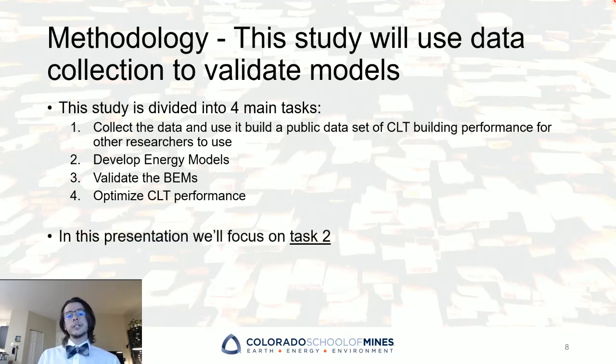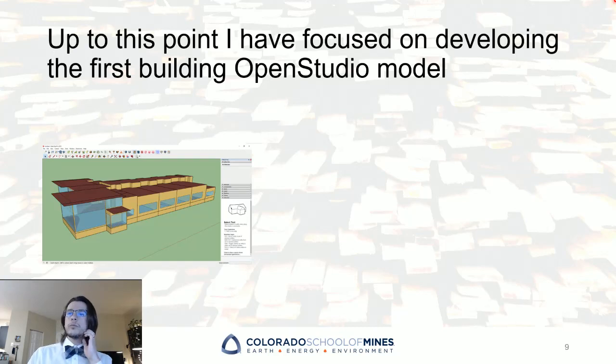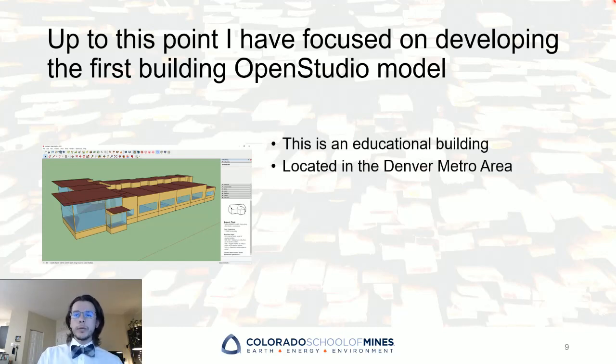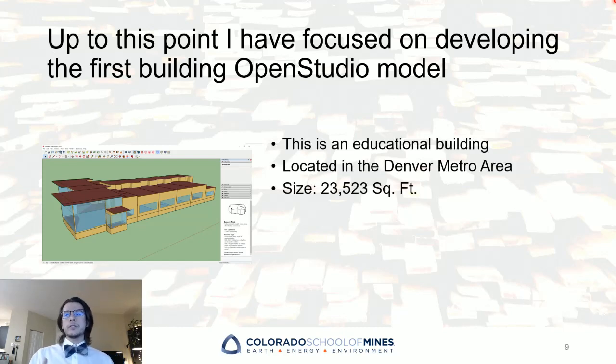In our presentation today, we're going to focus on my work in task two. Up to this point, I've focused on developing the first building energy model in OpenStudio. On the left here, you can see it represented in SketchUp. This is an educational building located in the Denver metro area. It has about 23,000 square feet of floor area, and its construction finished early 2019.